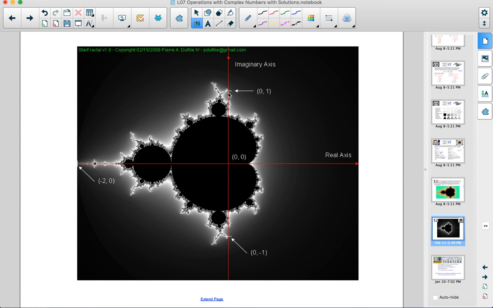0, i is in the Mandelbrot set. So somewhere along this axis, we're intersecting right there. So 0, i is in the set. Or that would be 0, 1, not 0, i. So this is what the Mandelbrot set looks like.